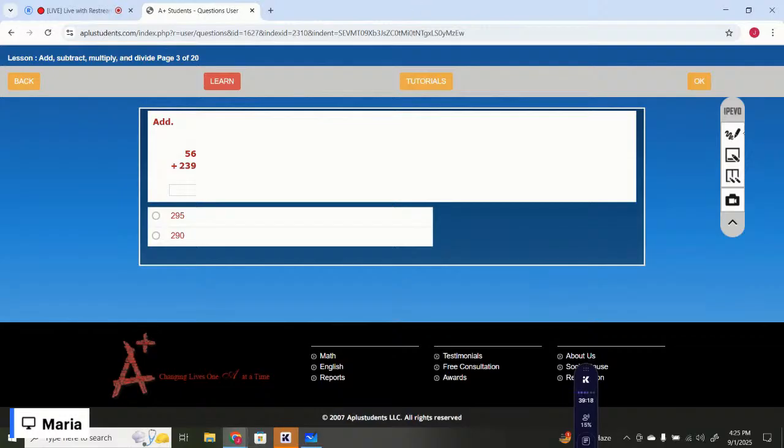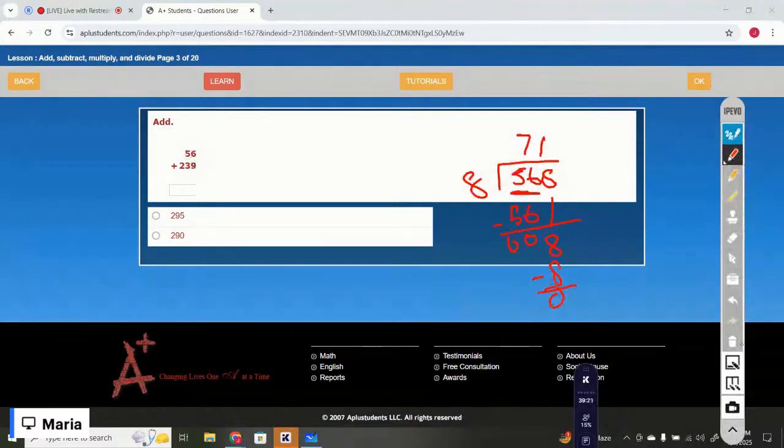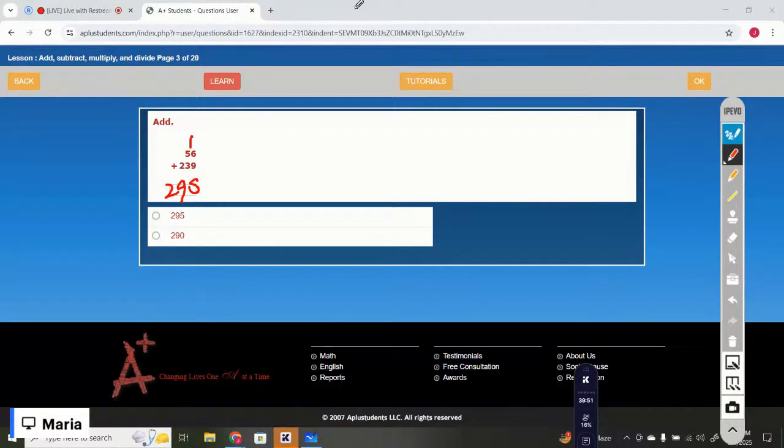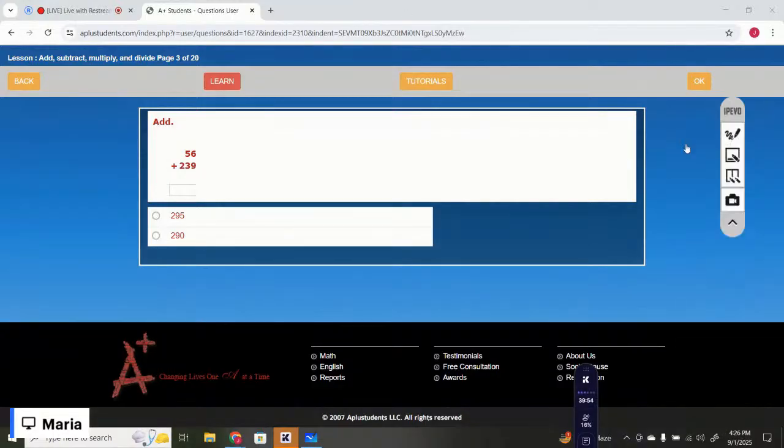56 plus 239. So 9 plus 6 is 15, right? 5 and carry 1. 5 and 1, 6, 7, 8, 9. And we need to write 2, so that is 295. That is 295. Option number 1 is the correct option.